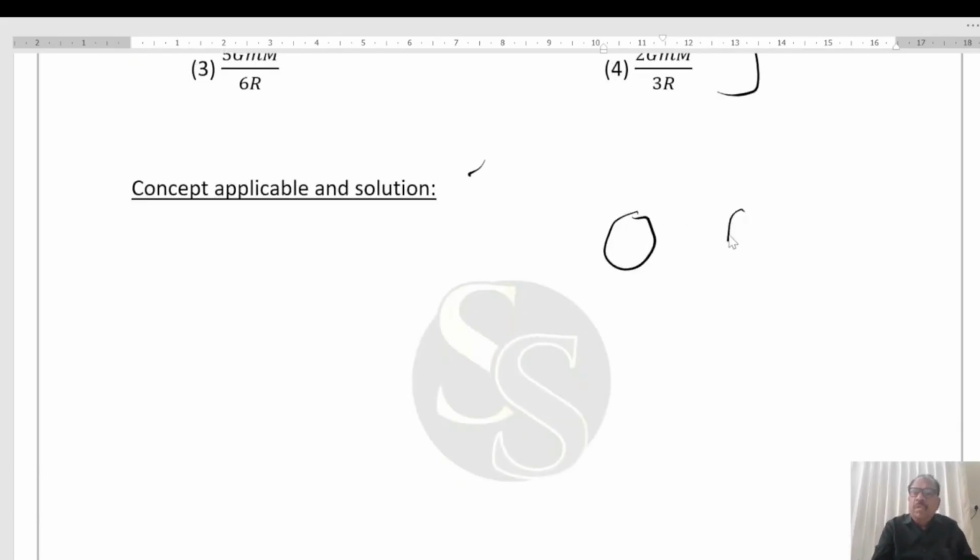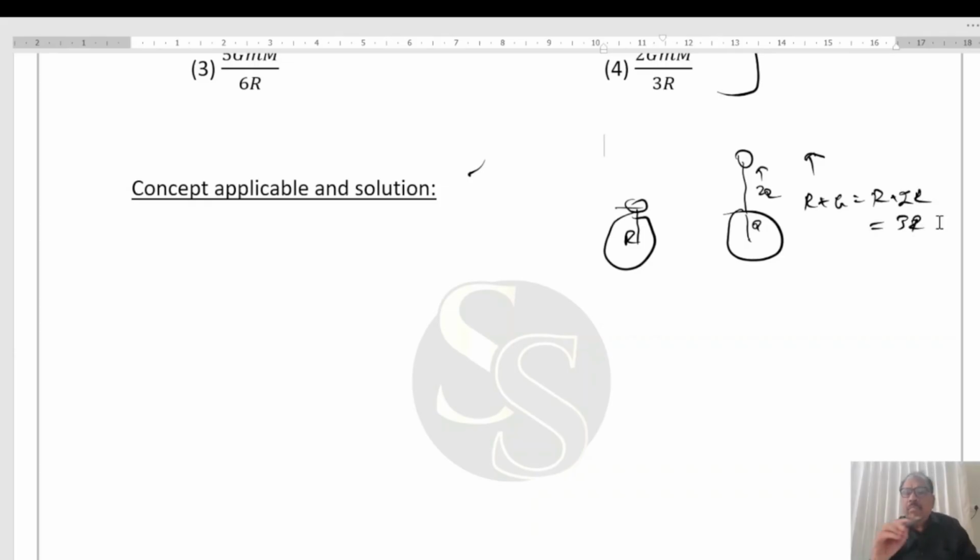Now, in this case, this is Earth. At the surface of the Earth, initially the distance is R. Now it is taken to 2R from the surface. From the center, R plus h will be equal to R plus 2R, that is 3R, right?